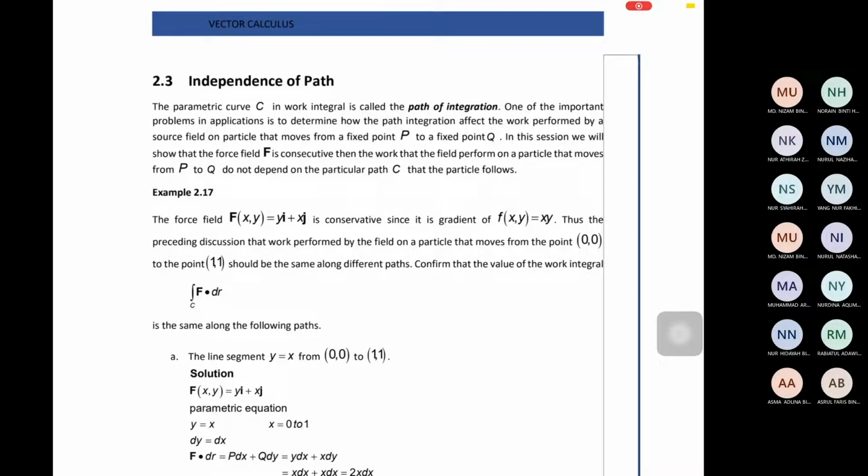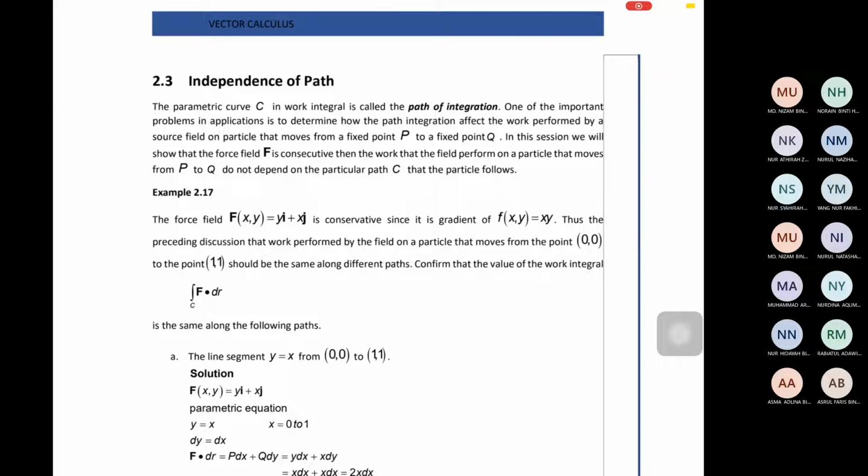The parametric curve C in a line integral is called the path of integration. One of our important problems is to determine how the path of integration affects the work performed by a force field on a particle that moves from a fixed point P to a fixed point Q. Jadi kita nak tengok apakah permasalahan kalau kita berubah dari satu point ke satu point, bergantung kepada dia punya force.